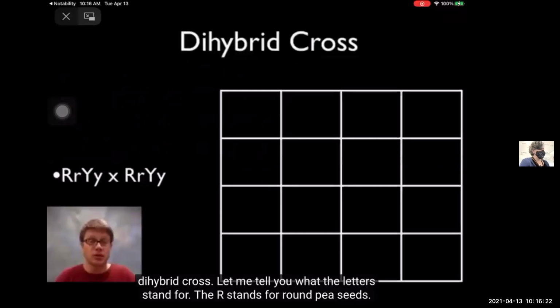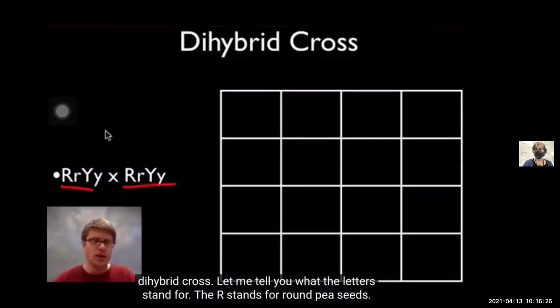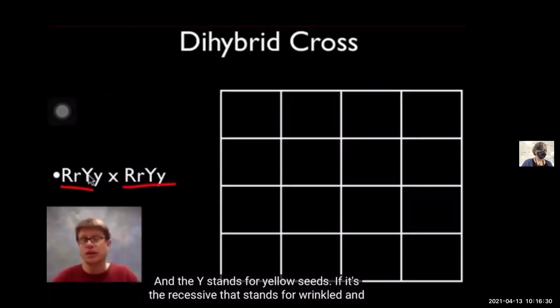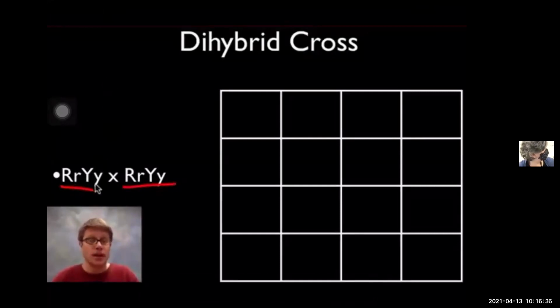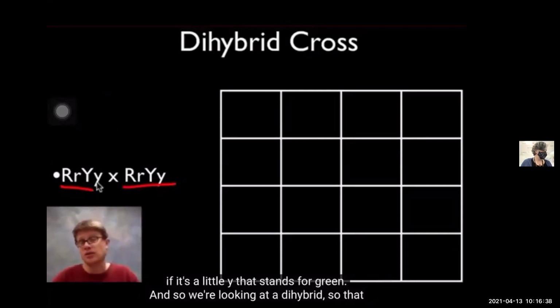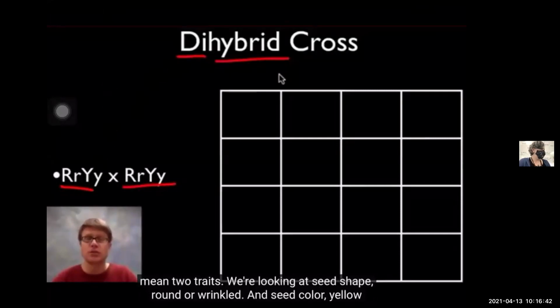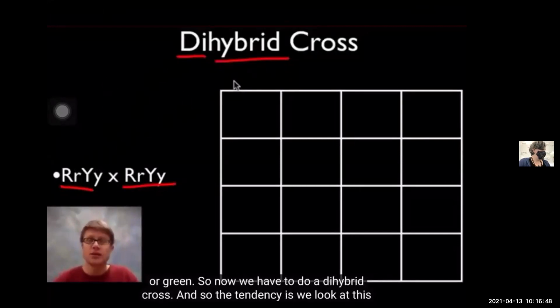And so if we look at this parent, this is a typical dihybrid cross. Let me tell you what the letters stand for. The R stands for round pea seeds, and the Y stands for yellow seeds. If it's the recessive, that stands for wrinkled, and if it's a little y, that stands for green. And so we're looking at a dihybrid, so that means 2 traits. We're looking at seed shape, round or wrinkled, and seed color, yellow or green. So now we have to do a dihybrid cross.